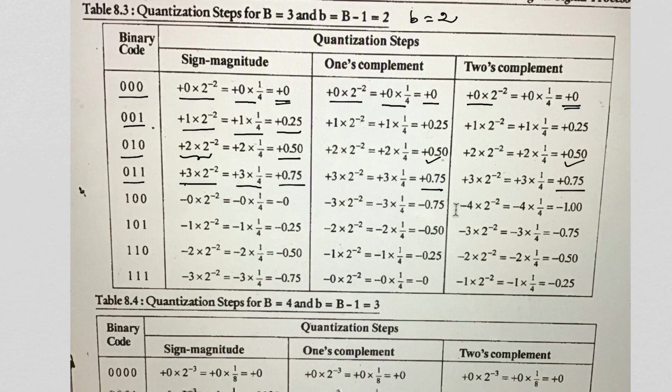But if you look at the next code word 100, it is special. In sign magnitude, it represents minus 0 multiplied by 2 power minus 2, which is minus 0 multiplied by 1 by 4, which is minus 0.